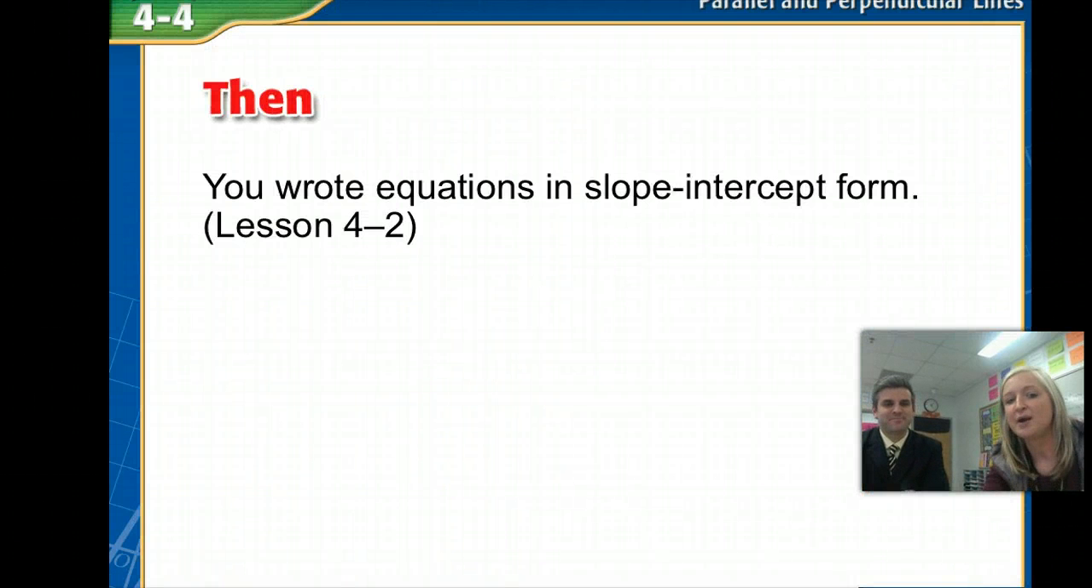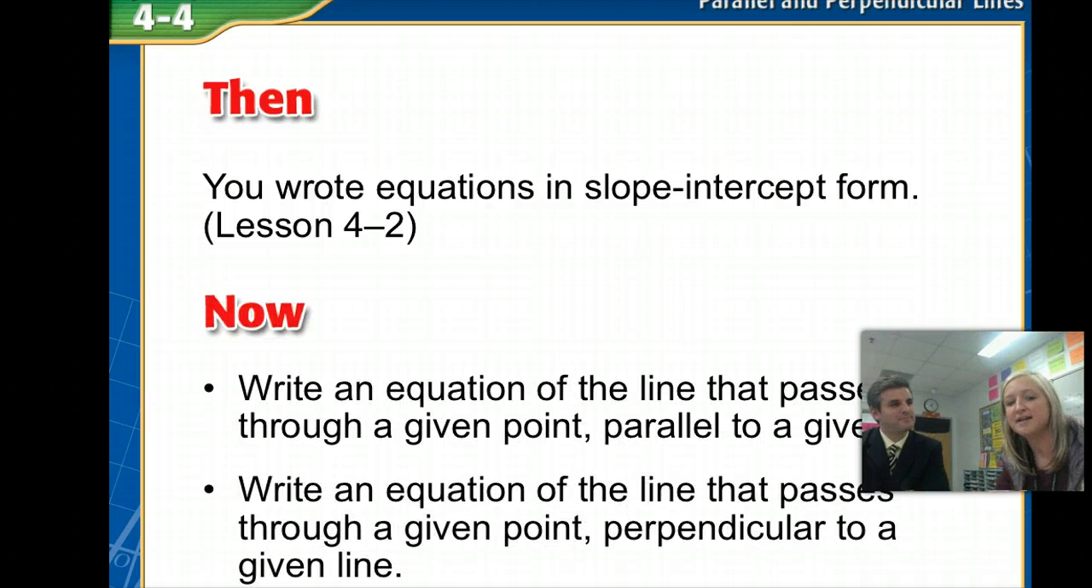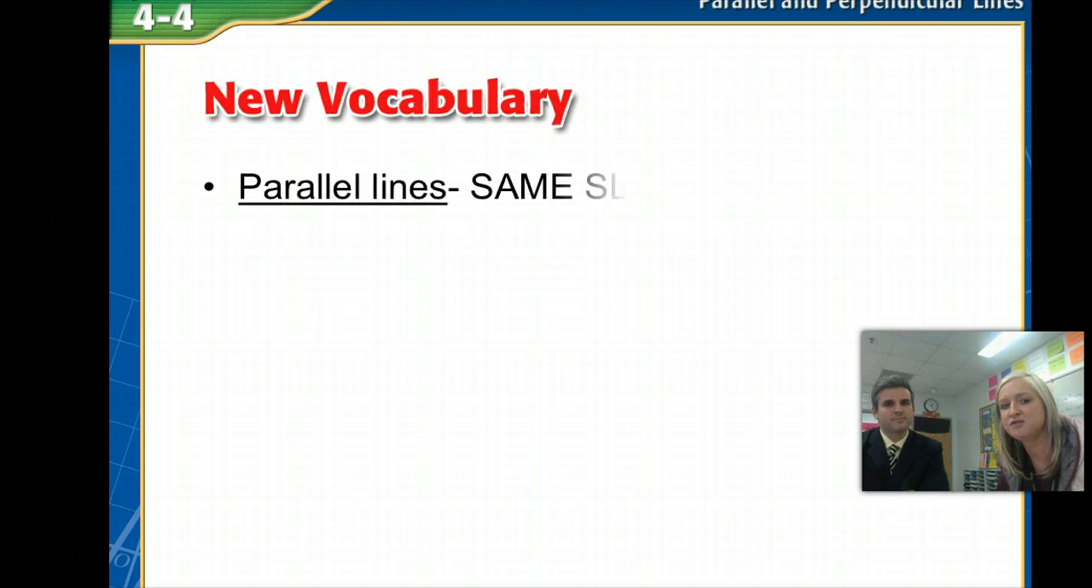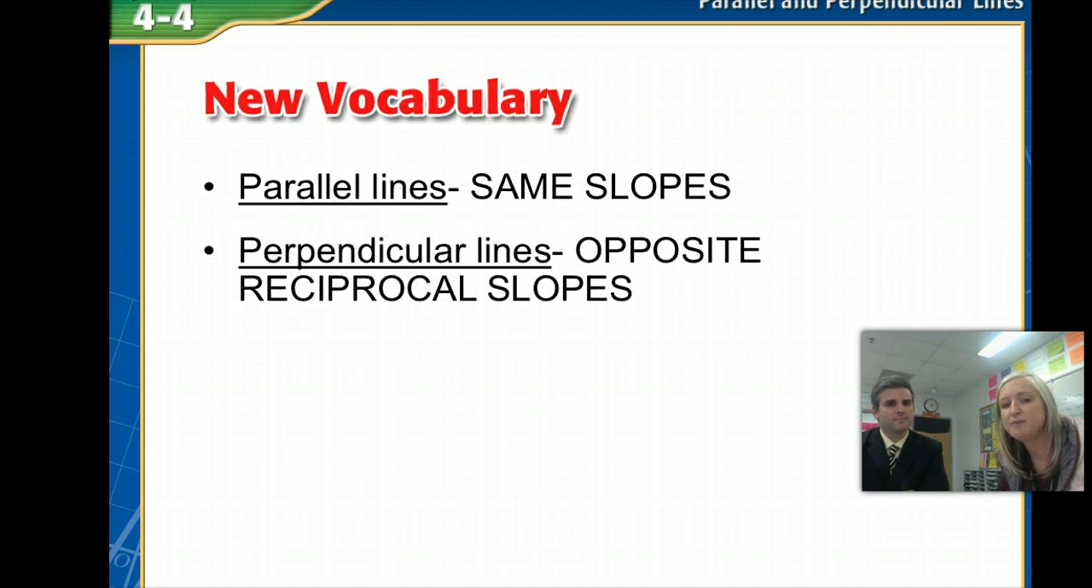Previous objective was to write equations in slope-intercept form, and the objective for today is to write an equation of the line that passes through a given point, parallel to a given line, and perpendicular to a given line. So make sure to pause the video and get the objective in your notes, as well as new vocabulary words. Two main concepts: parallel lines have the same slopes, and perpendicular lines have opposite reciprocal slopes.